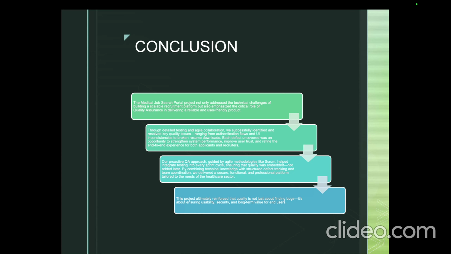Each defect uncovered was an opportunity to strengthen system performance, improve user trust, and refine the end to end experience for both applicants and recruiters. Our proactive QA approach, guided by agile methodologies like Scrum, helped integrate testing into every sprint cycle, ensuring that quality was embedded, not added later.